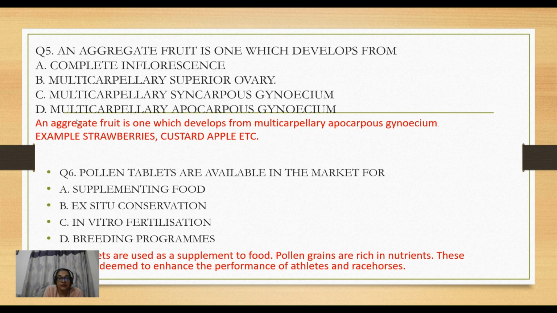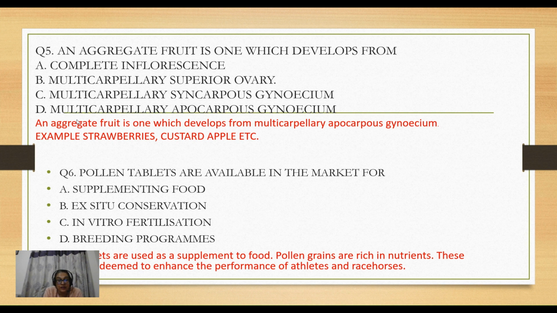Fifth, an aggregate fruit is one which develops from complete inflorescence, multicarpellary superior ovary, multicarpellary syncarpous gynoecium, or multicarpellary apocarpous gynoecium. Now, aggregate fruits like strawberries, custard apple, etc., develop from multicarpellary apocarpous gynoecium. Right? So here the correct option will be D.